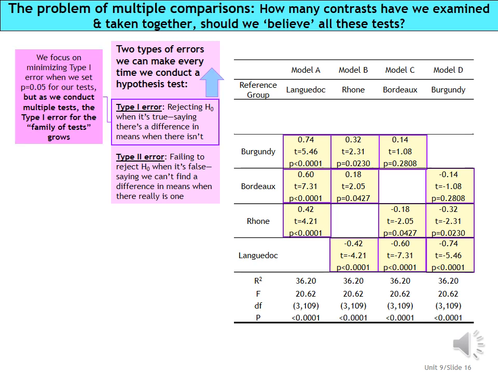We focus on minimizing the type 1 error when we set p equal to 0.05. We would like to limit the rejection error that we have. But as we conduct multiple tests, the type 1 error for the family of tests grows. Each one of them has 0.05 type 1 error. There are 6 times 0.05 type 1 error. Totally I have 0.3 type 1 error now within the family of tests doing the same thing.